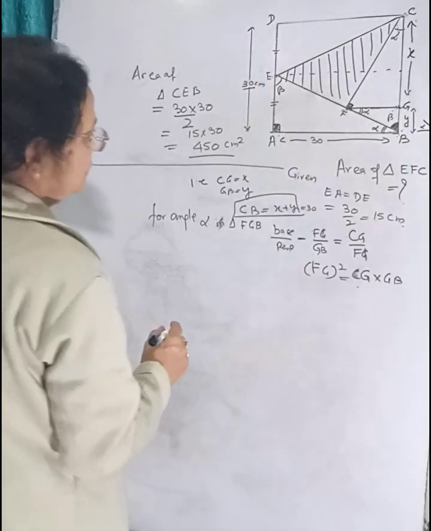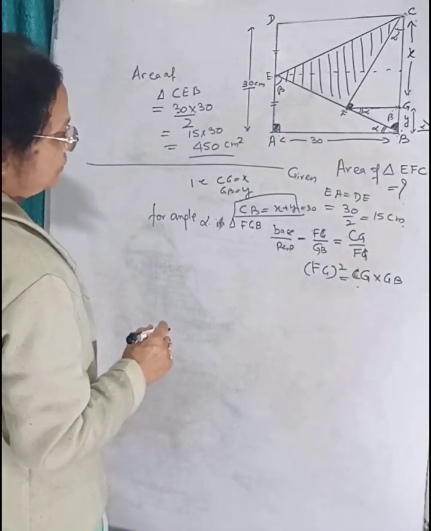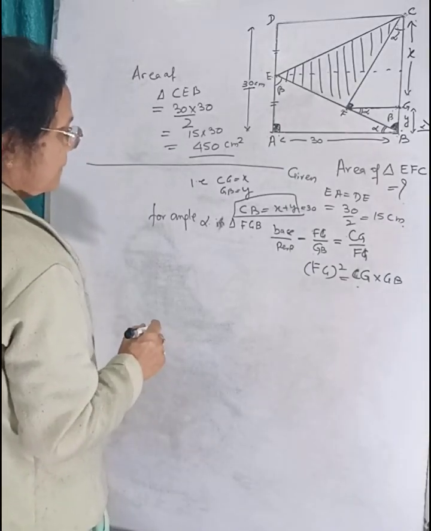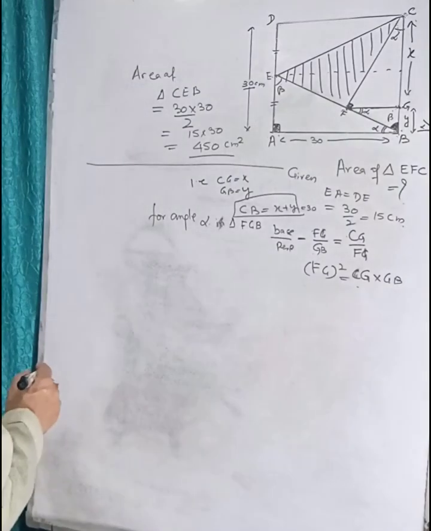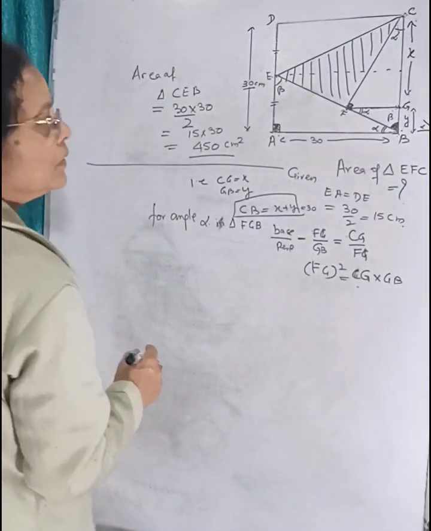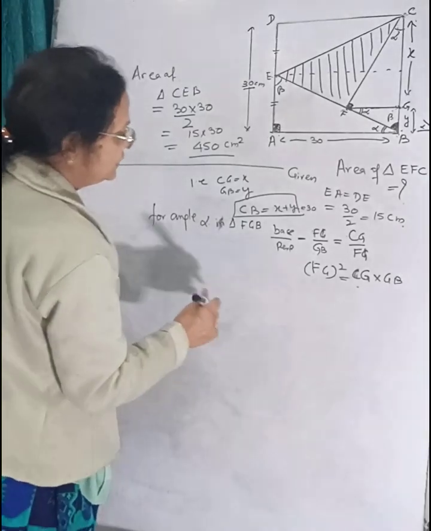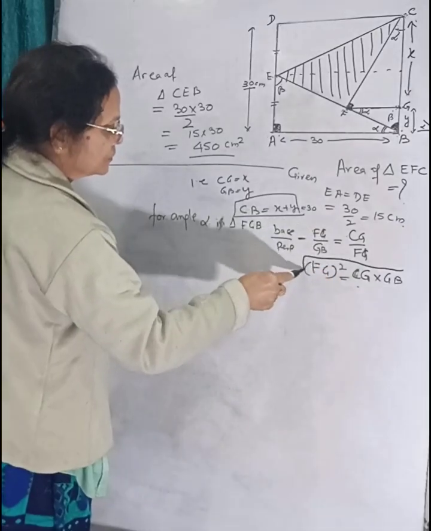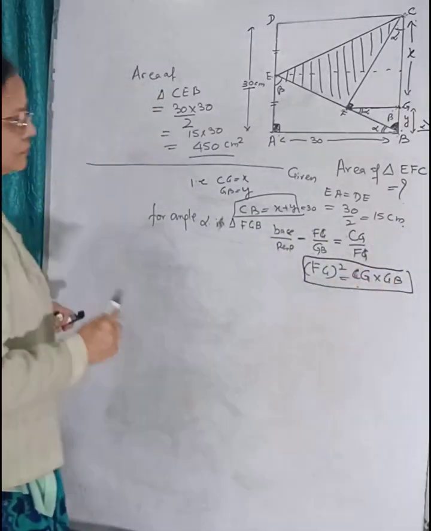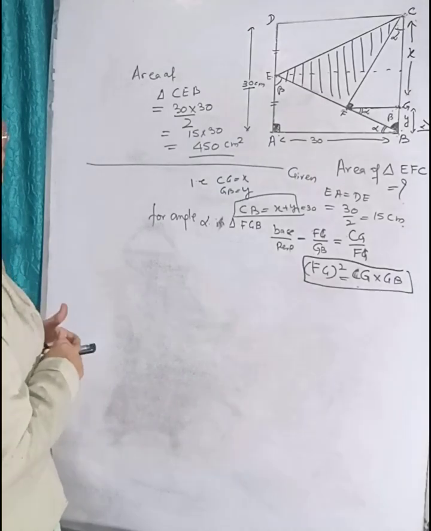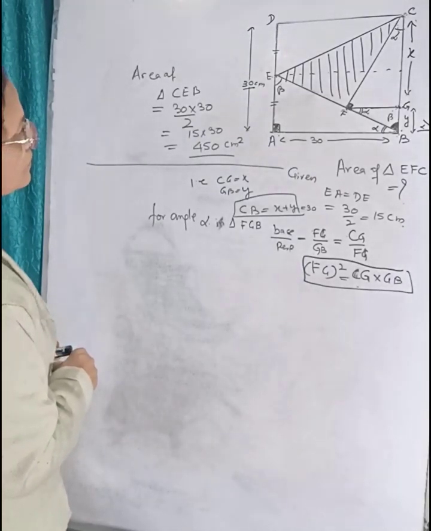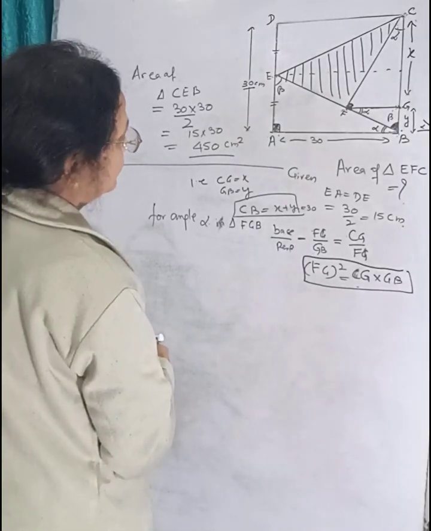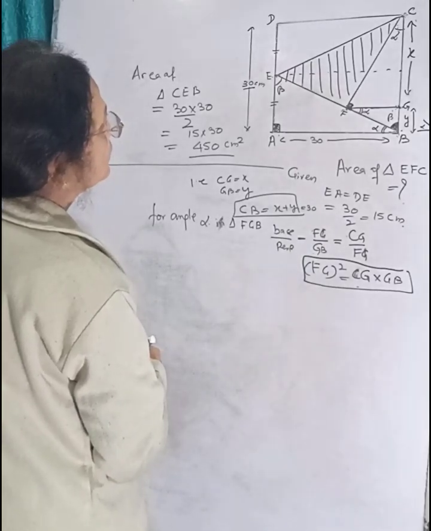FG square is equal to CG into GB. This is to be noted. FG square is equal to GB into CG. Okay.